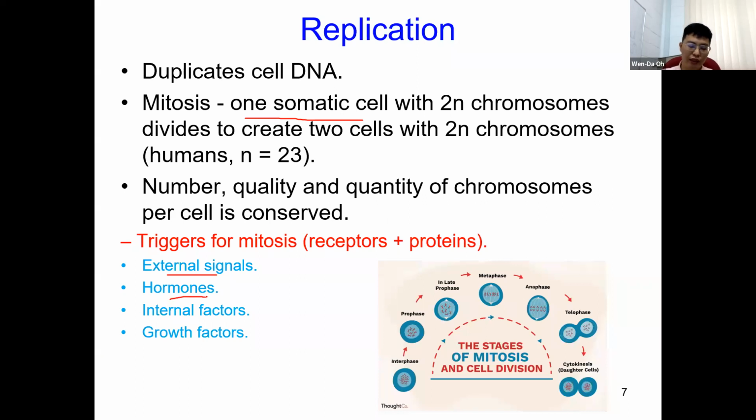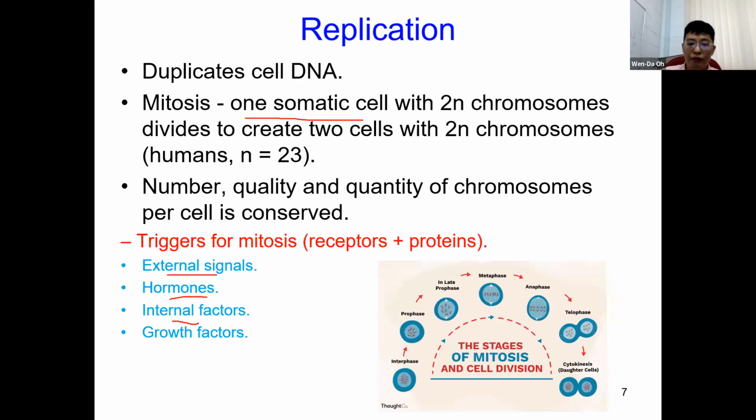Then we have hormones. Hormones can trigger mitosis, like growth hormones. Many growth hormones can trigger mitosis so that we can grow up. You can see in children, children have a lot of this growth hormone. And there are internal factors inside your body, and then growth factors. Sometimes if you take certain medicine, it goes in your body and can also produce certain effects that promote mitosis.